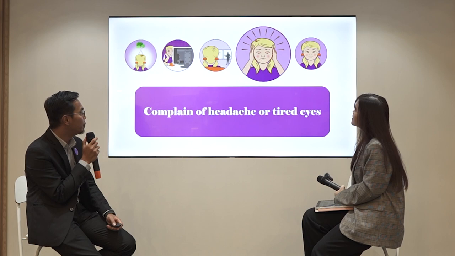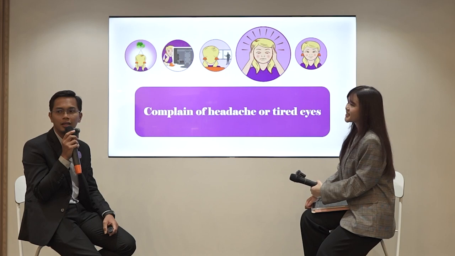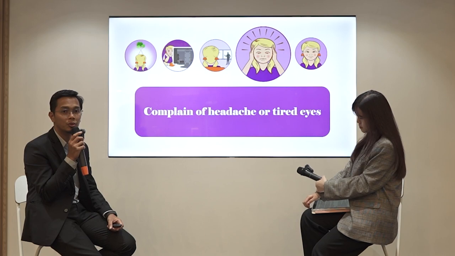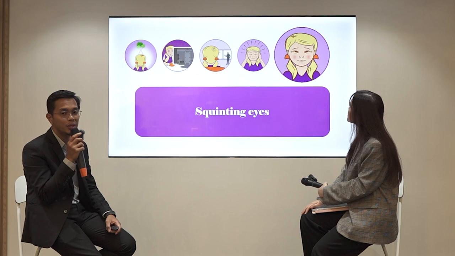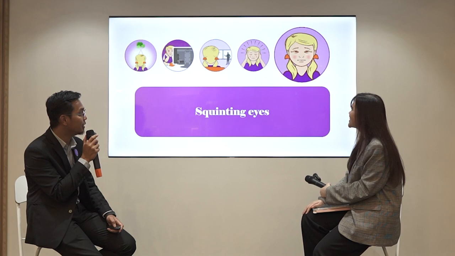They start to complain, like, my eyes feel tired at the end of the day. Coming back from school, they want to sleep, because they don't have the motivation. They feel headache, they feel tired. And the last is squinting eye. They tend to make the eyes smaller, they squint the eyes to see.